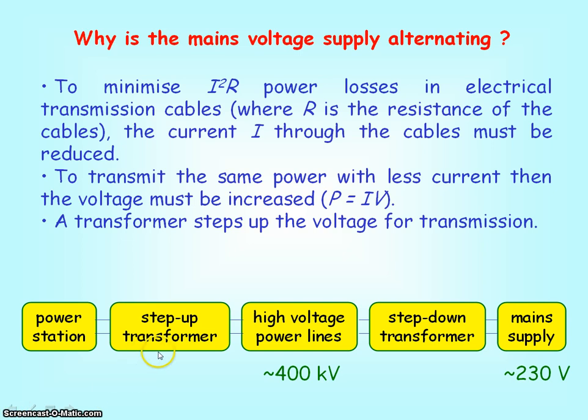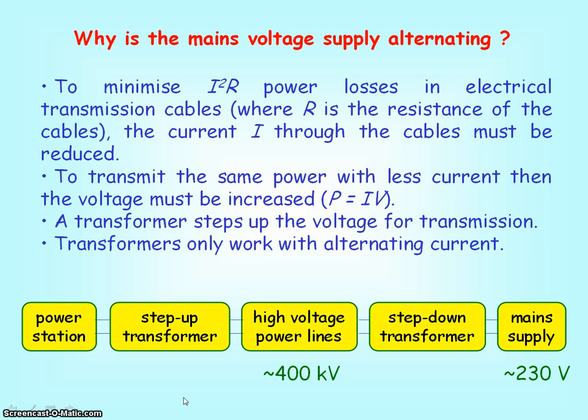So we need the transformers to step up the voltage in order to reduce power losses along the power lines, and transformers only work using alternating current. The alternating current, remember, provides the alternating magnetic flux linkage that induces the EMF across the secondary coil.